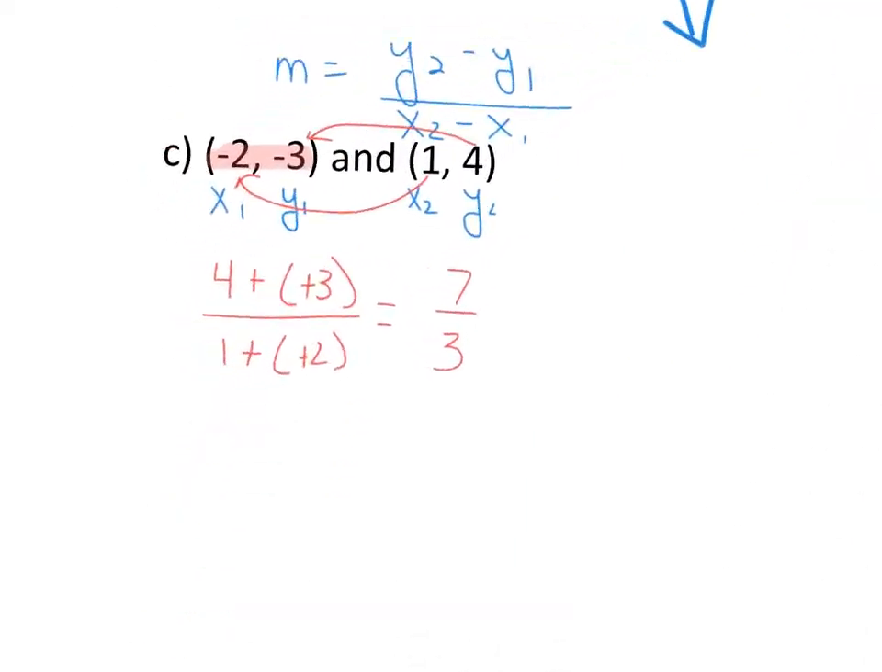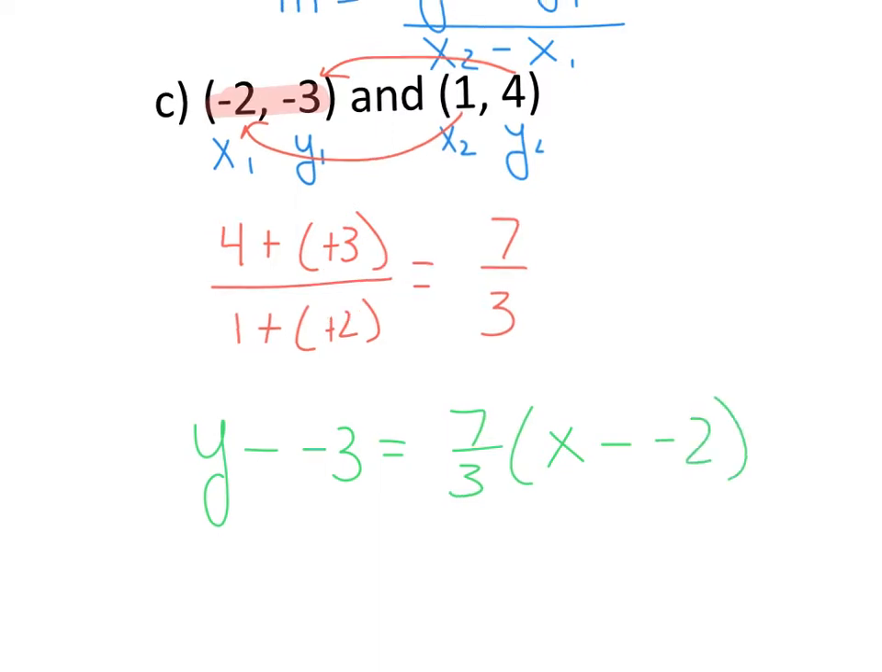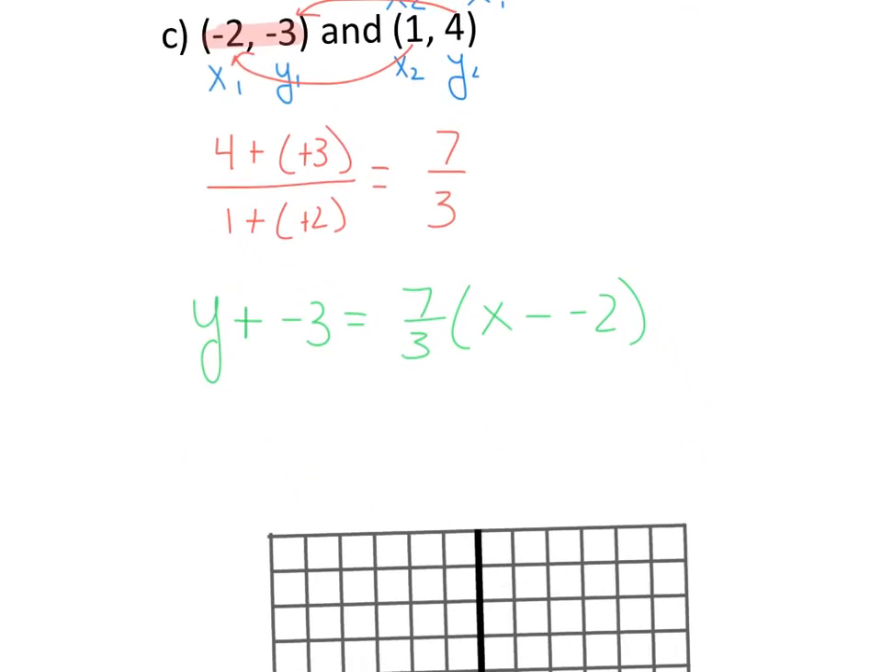So coming back down here, I'm going to do y minus my y value. And so in this case, my y value is going to be -3 equals 7/3 x minus my x value, which is -2. All right, again, if you have double negatives, go ahead and just clean that up and make it positive. Okay, and that's your answer.